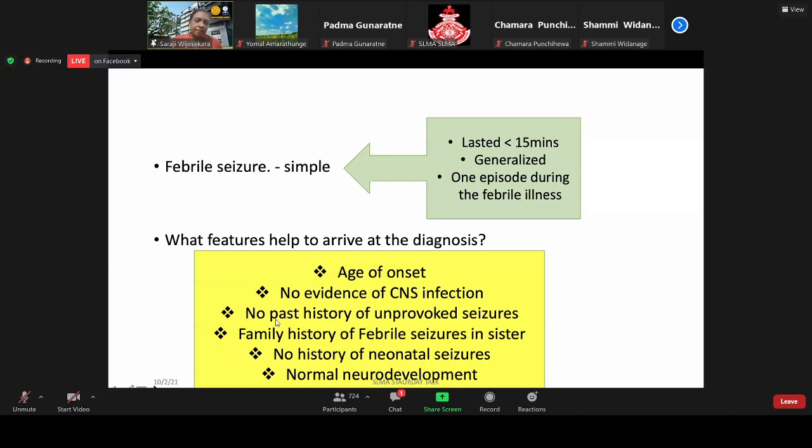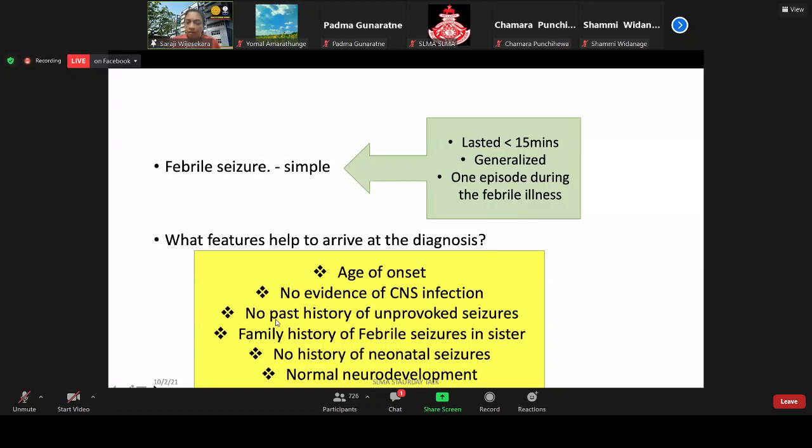So what are the features that help to arrive at the diagnosis? The age of onset was 11 months, and there was no evidence of CNS infection. Obviously, when a patient of less than 1 year comes with the first episode of febrile seizure, you need to exclude CNS infection. That means even with the slightest doubt, you have to do your investigations and treat as a CNS infection. And in this patient, there's no past history of any unprovoked seizures.